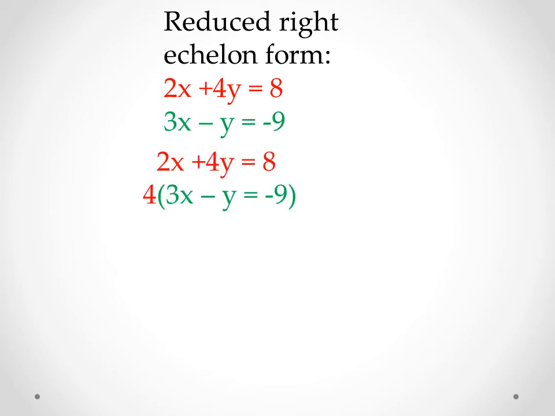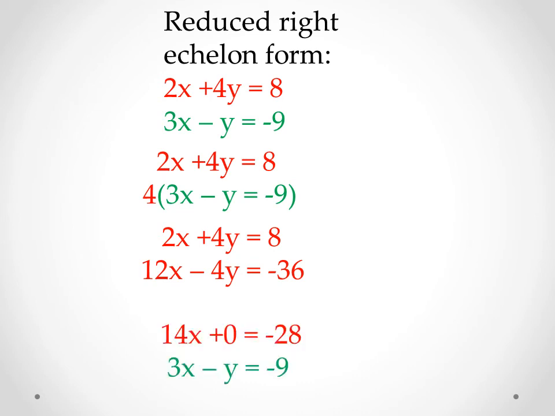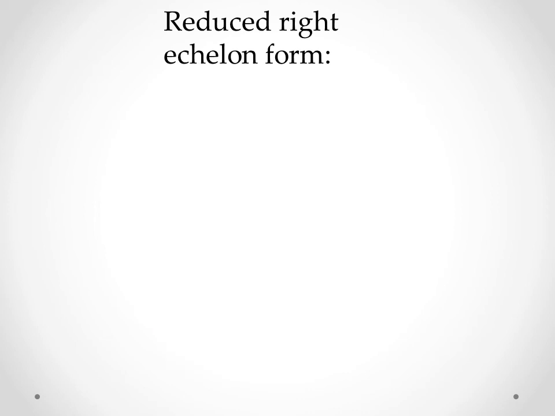Reduced row echelon form. Take a look at the equation. The bottom one, if we multiply through by 4, we end up with 12x minus 4y equals -36. Add them together, we end up with 14x plus 0 is equal to -28. On the bottom, we get 3x minus y equals -9.